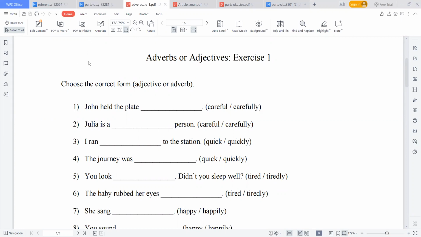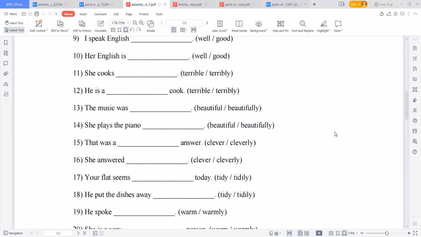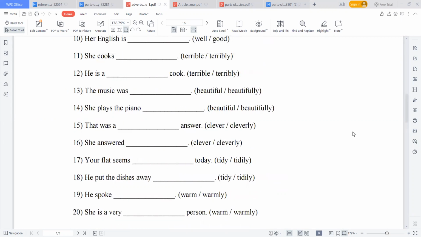Ma'am, please explain once more. If there is a blank in a sentence and you have seen that a verb is there, a noun is there, then what the sentence is looking for, whether an adjective or adverb, this technique will work there.